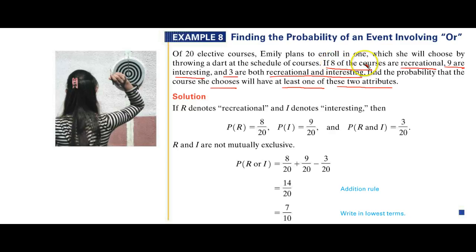Well, here, those that are recreational will be 8 out of 20. Those that are interesting are going to be 9 out of 20. And 3 of them are both recreational and interesting. So since these 3 are in both of the other 2, we have to subtract that. And then we end up with 14 out of 20, which gives us 7 out of 10.